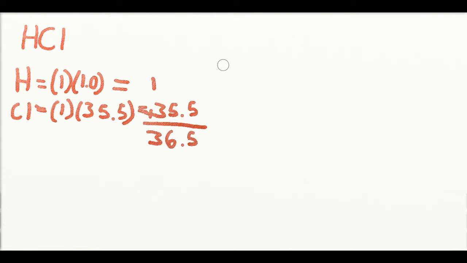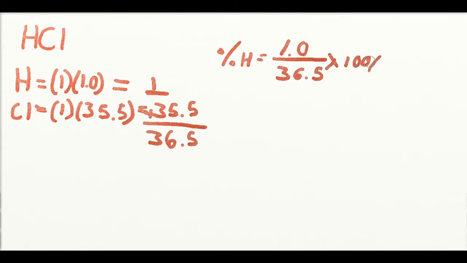So the first one we're going to do is hydrogen. So percent of hydrogen equals the mass of the element that goes on top. So we get this one and we put it over here. In the bottom you will put the molar mass, being that of 36.5. You will also need to multiply by 100%, so your answer could be in percentage. Our final answer should be that of 2.7% for hydrogen.